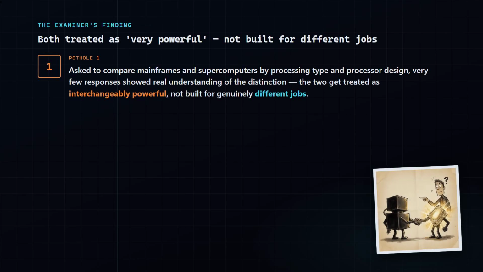Here's the first documented finding. Asked to compare mainframes and supercomputers by processing type and processor design, very few responses showed real understanding of that distinction. The two get treated as interchangeably very powerful, instead of built for genuinely different jobs.